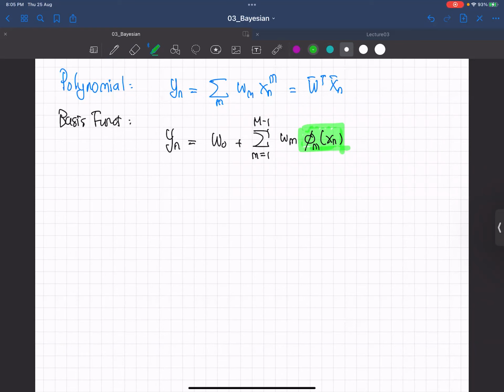And now what is phi m here? Well, phi m has a name first of all. This one is called the basis function. So for the polynomial function, phi m of xn equals what? Anyone? xn power m. In that case, the basis function is exactly the same as the polynomial function.